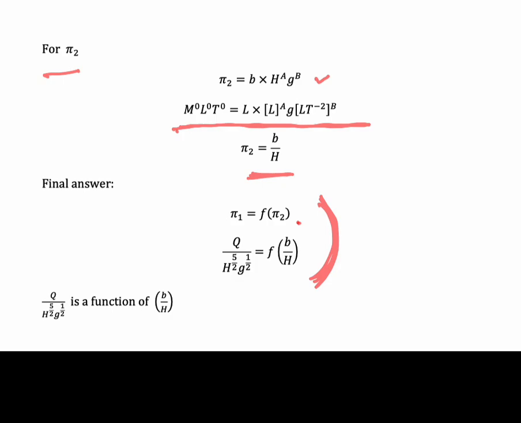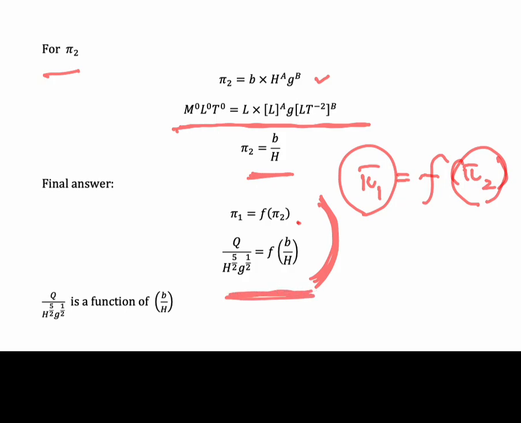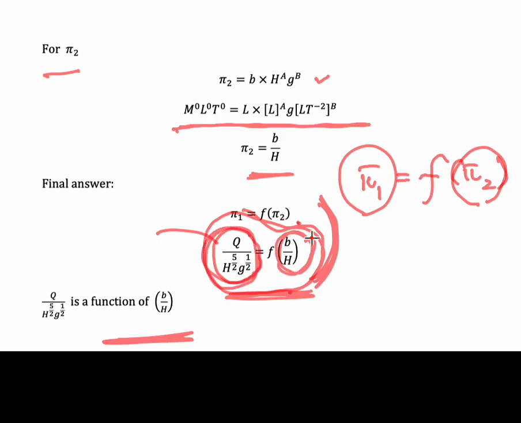Because we only have two pi terms, we write pi 1 is a function of pi 2. And then we substitute the value of pi 1 and pi 2 here, so we could read this term as: q over h to the power of 5 over 2, g to the power of 1 over 2 is a function of b over h. It means that the change of this term depends on this parameter. So this is the meaning of is a function of.